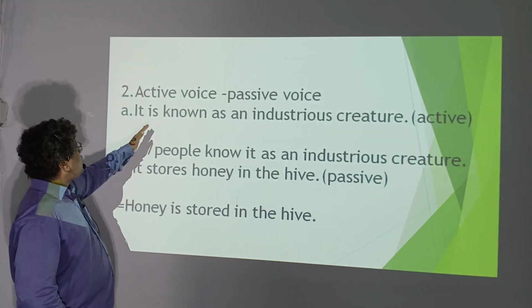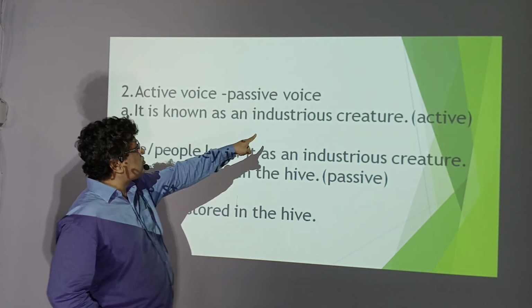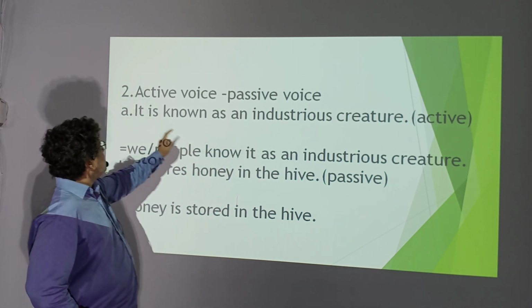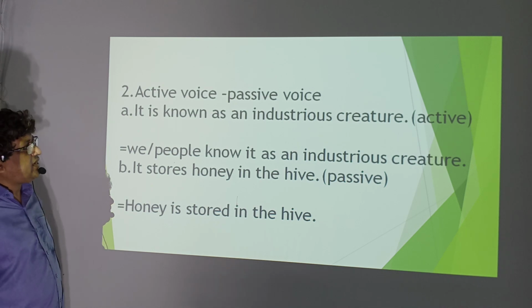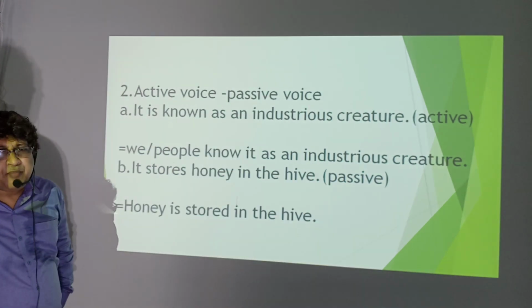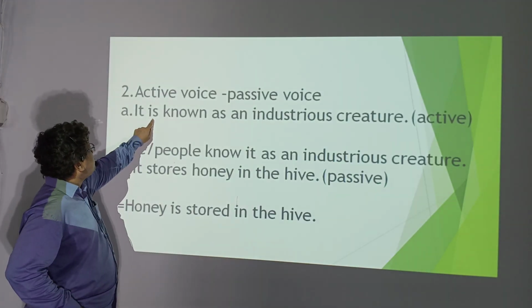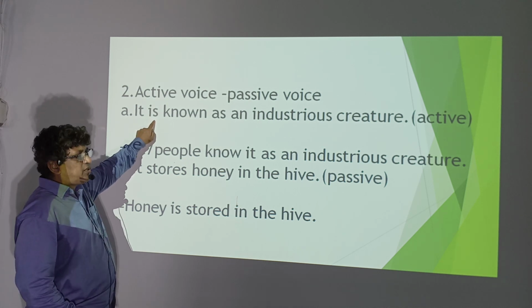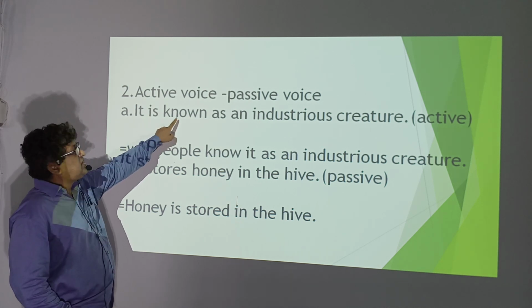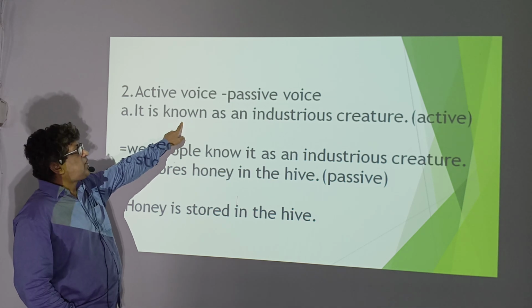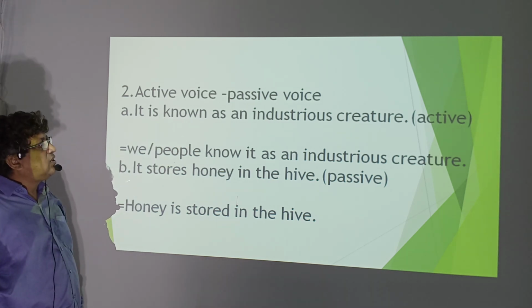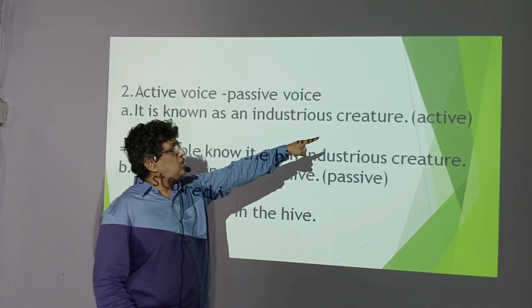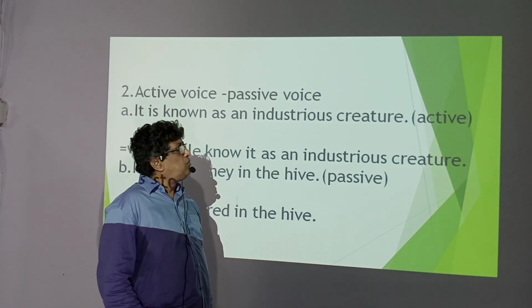It is known as an industrious creature. The example we find here is in the passive form, because here we have found the presence of an auxiliary verb and the presence of a past participle. So it is a passive voice. We have to transform it into active voice.